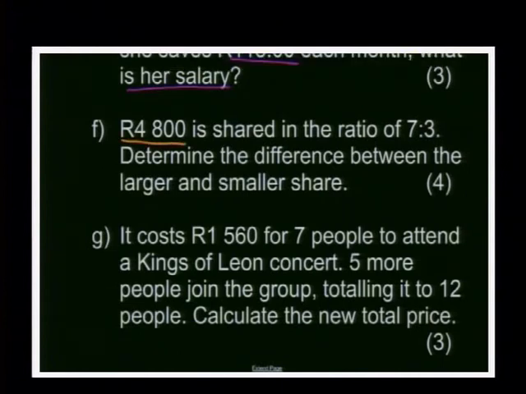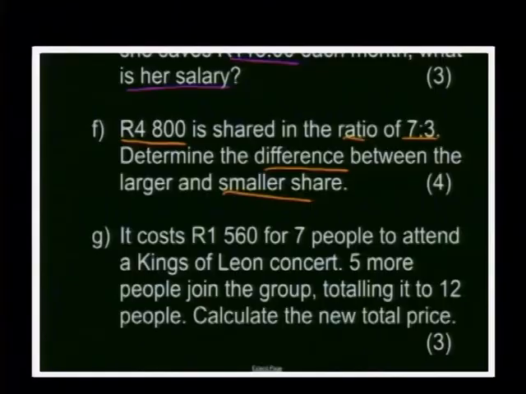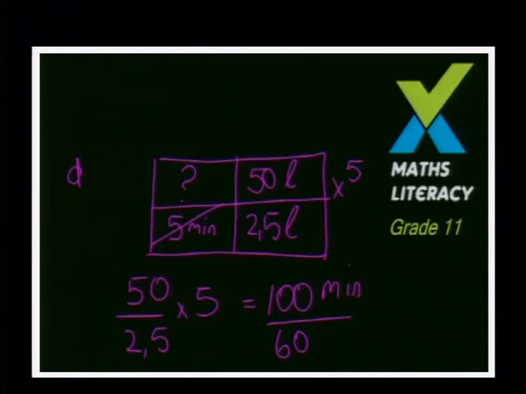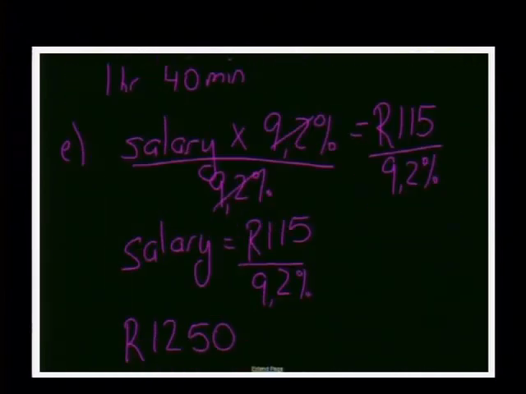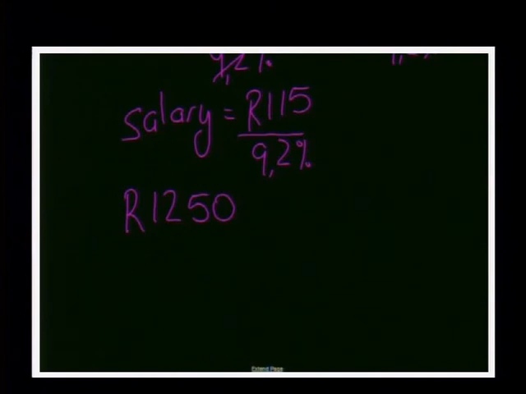4,800 Rand is shared in the ratio of 7 to 3. Determine the difference between the larger and the smaller share. Well, before I can determine the difference, I need to determine what the shares are. Now, I've been given a ratio of 7 to 3. So I've got to take this and split it up into that ratio. So what's the first part that I need to do? Is I need to find my part per share.